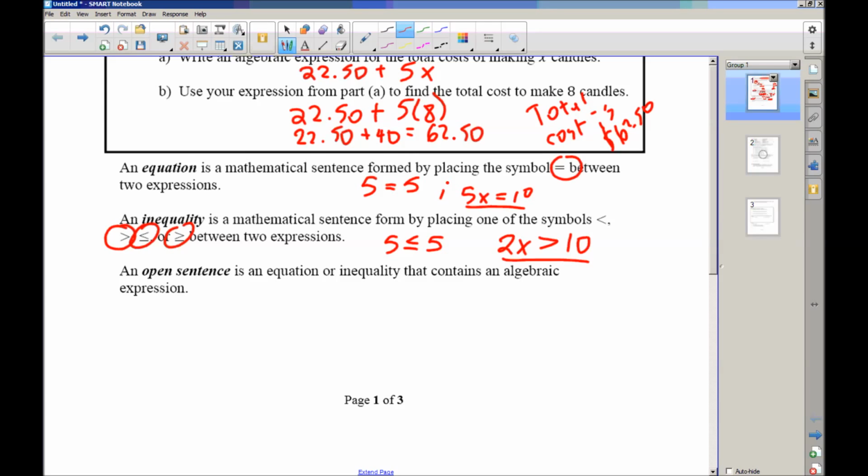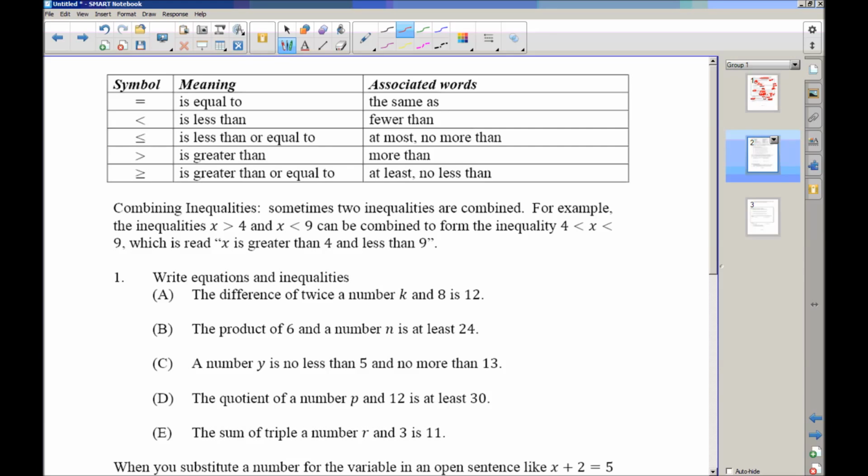Okay. All right, page 2. We have some words that translate here. So we have equal. The symbol translates to is equal to, and you might see something like the same as, or is just shown a lot by itself. Okay. Is less than. Okay. Notice less than by itself is subtraction, but when you put is in front of it, then you get a less than symbol. Okay. You might also see fewer than. Is less than or equal to.